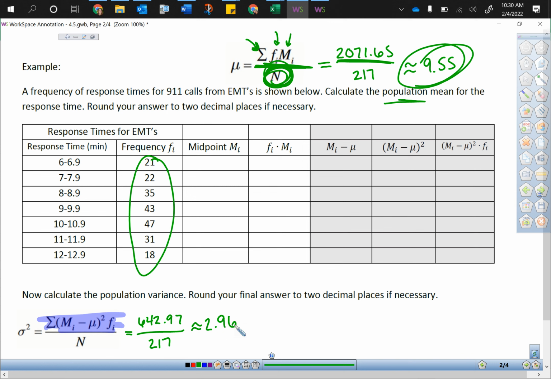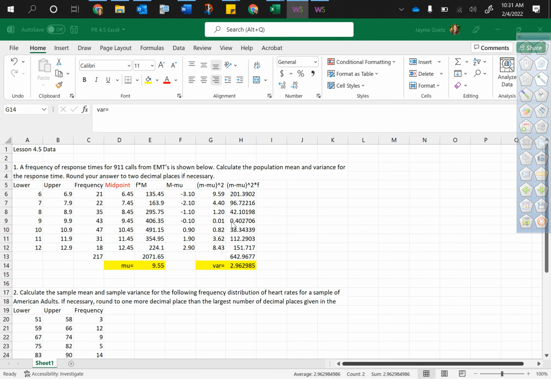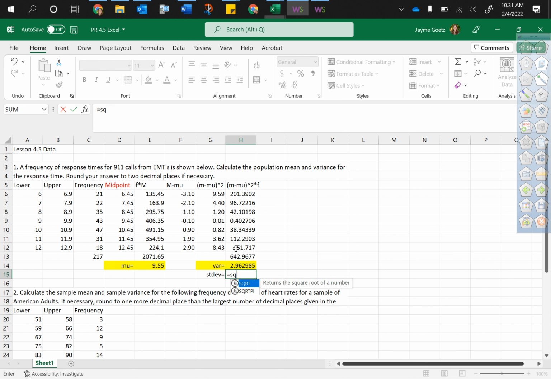Now tell me, if that's my variance, how do I find my standard deviation? You square root it. So to square root it on Excel, here's what you're going to do. You're going to go standard deviation equals, and again, I just center it here, and I'm just going to go equals SQRT, that stands for square root. And I'm just going to take the square root of the variance cell.